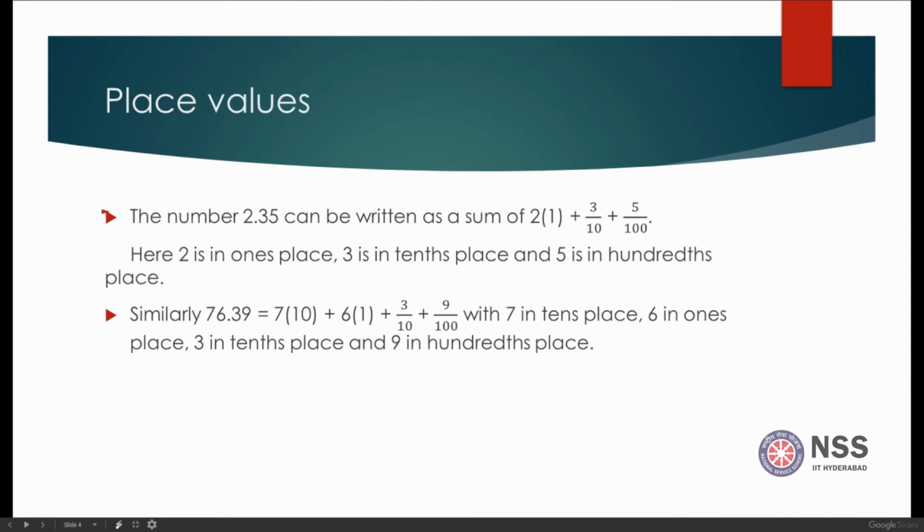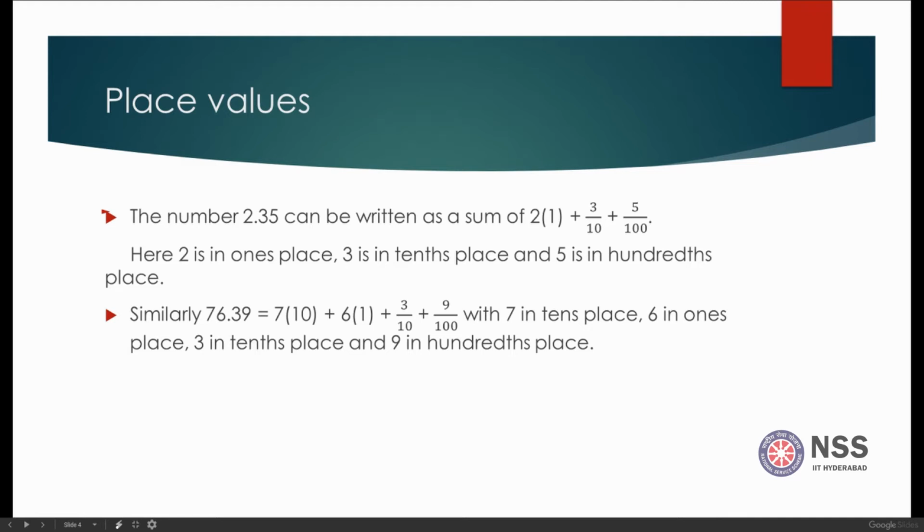So here 2 is in the ones place, 3 is in the tenth place and 5 is in the hundredth place. Let's take something more complicated to understand better. Let the example be 76.39. It can be written as 76 plus 0.3 plus 0.09. When it comes to 76, I hope you all know how to split it: 7 into 10 plus 6 into 1. 0.3 is nothing but 3 by 10, and 0.09 is nothing but 9 by 100. So here 7 is in the tens place, 6 is in the ones place, 3 is in the tenth place, and 9 is in the hundredth place. I hope you understand.